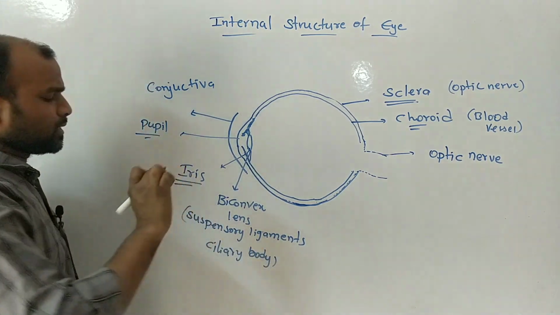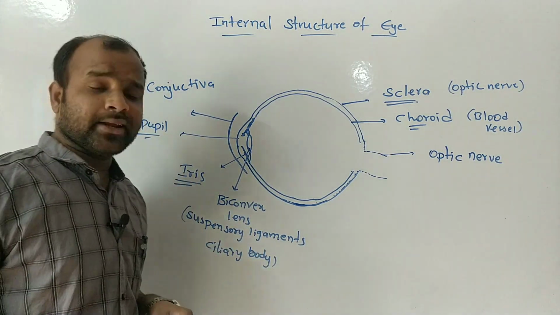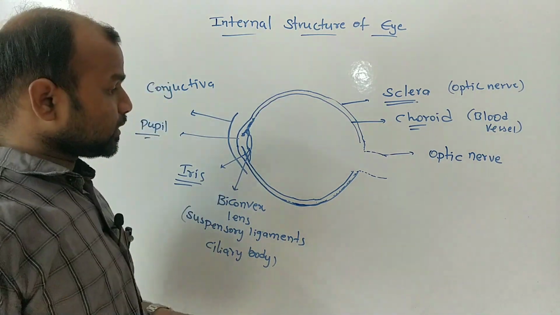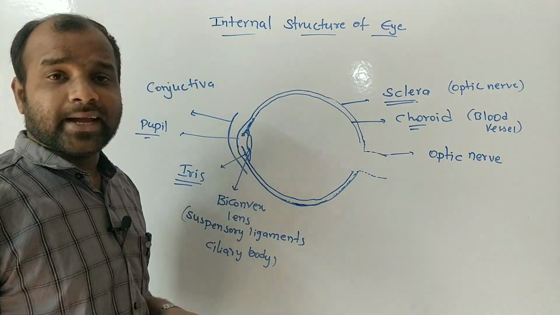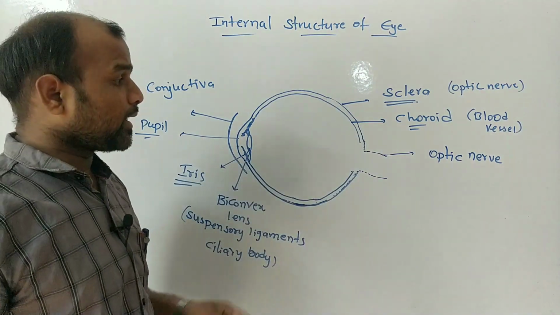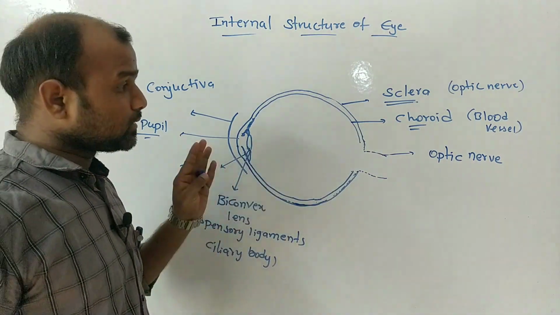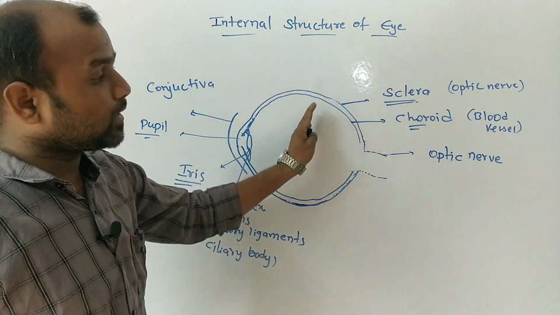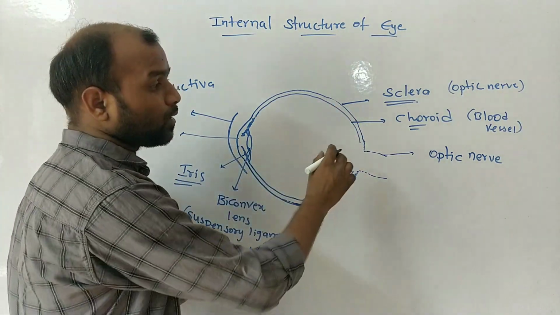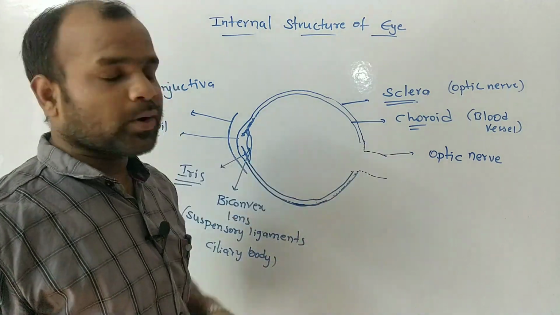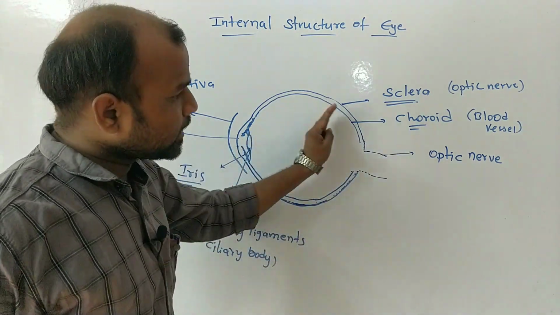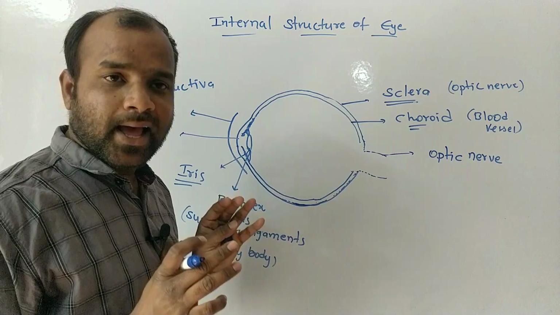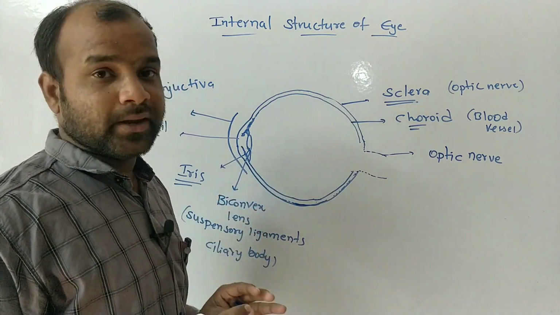Suspensory muscles, suspensory ligaments, as well as ciliary bodies. Here, this is the second layer, called the choroid layer. This choroid layer is thin and elastic in structure. On the inferior side, about two-thirds of the eyeball is covered by this choroid layer. On the internal side of this choroid layer, it is elastic as well as thinner.